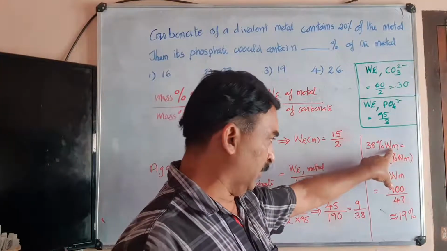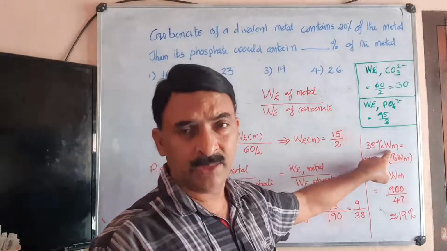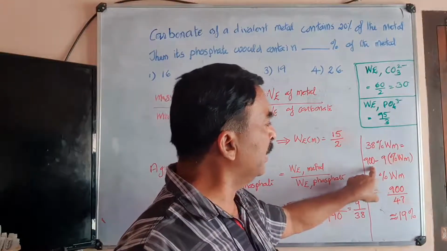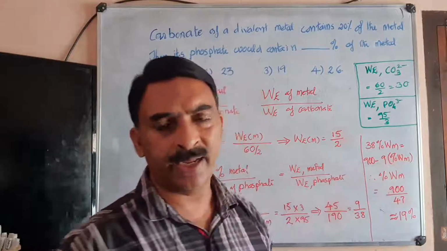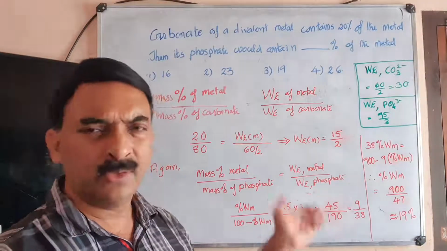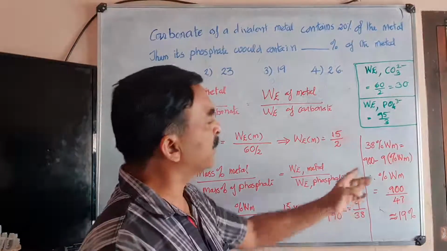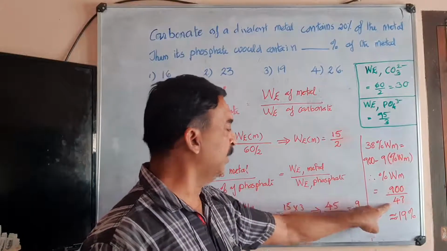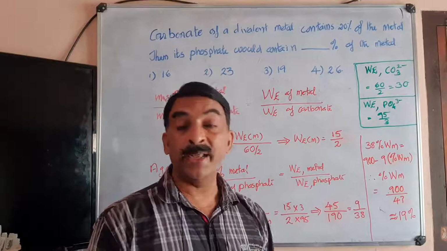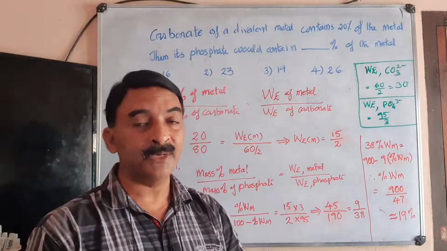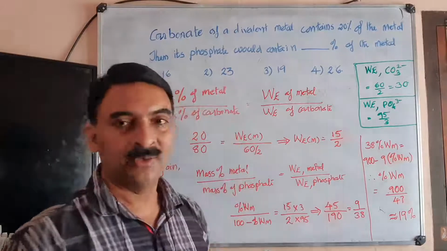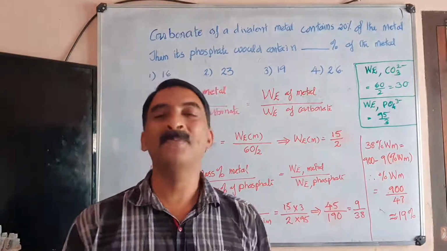38 into percent mass of metal is equal to 900 minus 9 into percent mass of metal. Therefore percent mass of metal is 900 by 47, which gives you 19%. 19% is the final answer. Okay, so you got that. Hope you understood that.